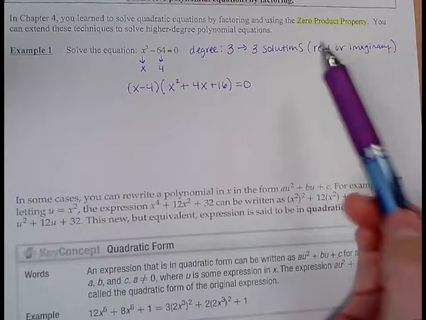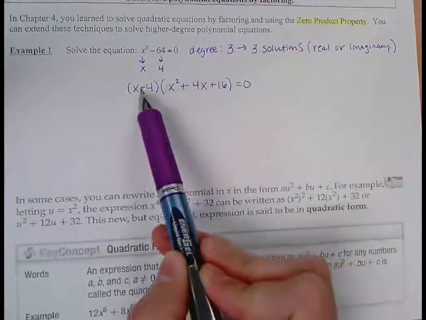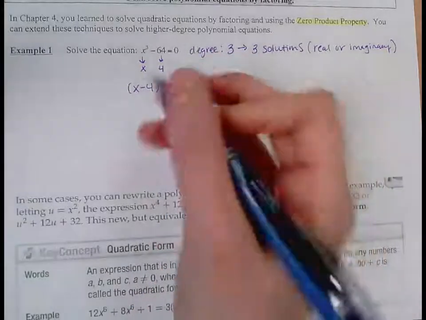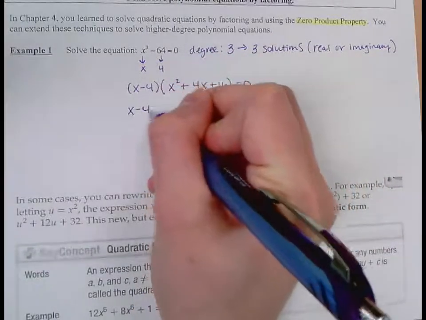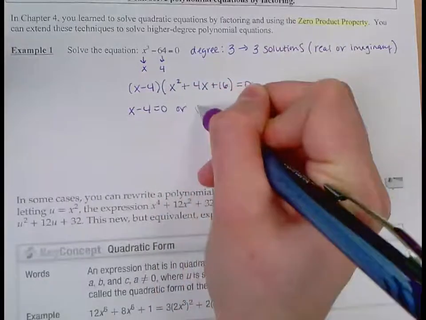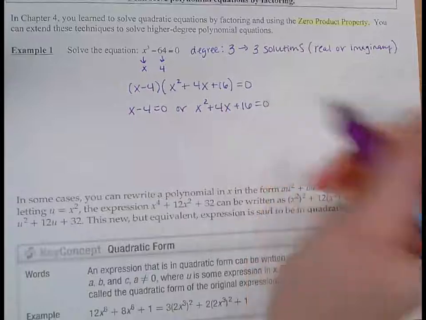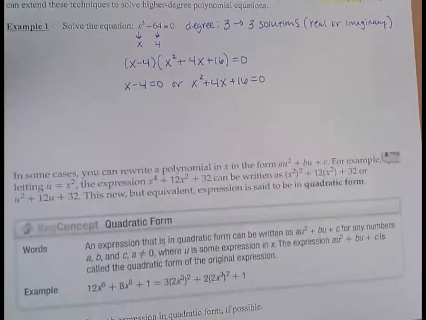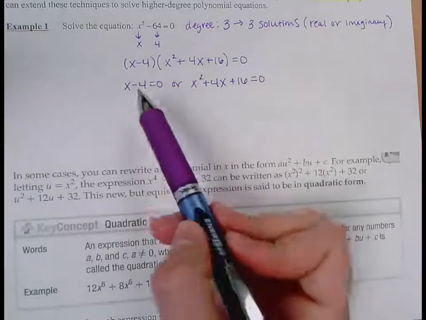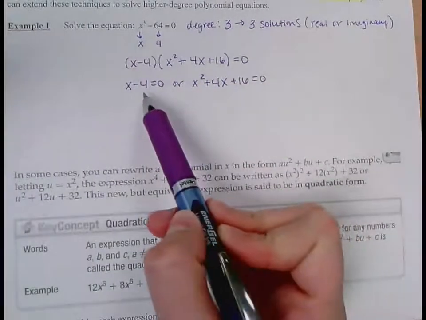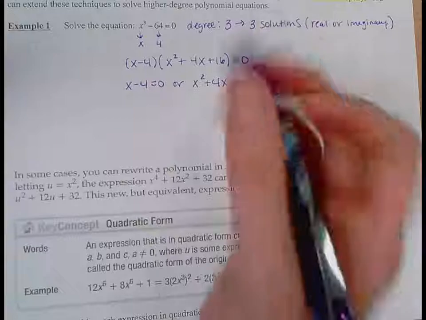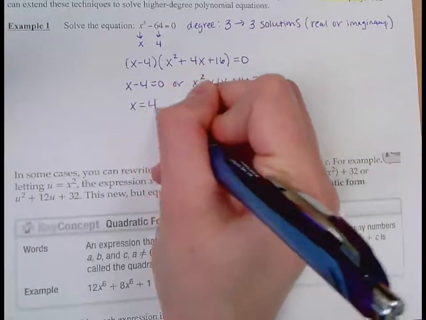So from here, I can use the zero product property and set each of these factors equal to 0 and say this means either x minus 4 is equal to 0 or x squared plus 4x plus 16 is equal to 0. And then I would solve these two equations for x. So the first one is much simpler than the second. Add 4 to both sides. One of the solutions is x equals 4.